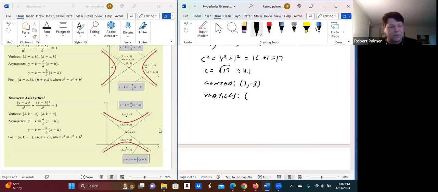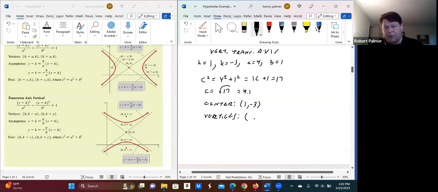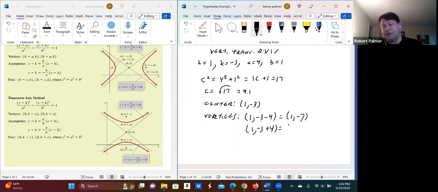So our two vertices, let's get down here. So h, which is 1, and it's k minus a. So negative 3 minus 4, and that's going to be 1, negative 7. And the other vertex is going to be h, and it's also going to be k plus a. So remember, k, negative 3 plus 4, and that's going to be 1 and 1.